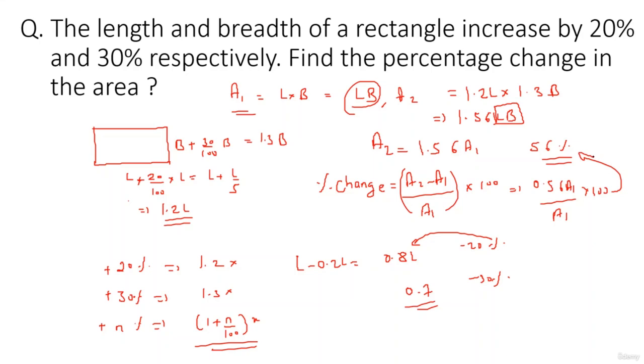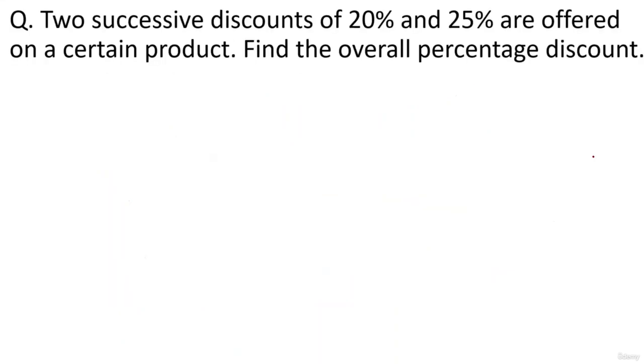Let's go on to the next question now, guys. The next question says, two successive discounts of 20% and 25% are offered on a certain product. Find the overall percentage discount. Okay, the quickest way in which I can imagine this question is that I can assume the total value of the product to be, let's say, 100.